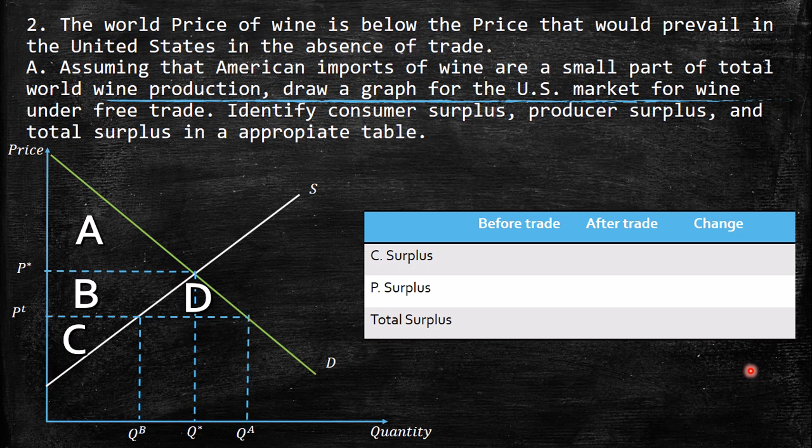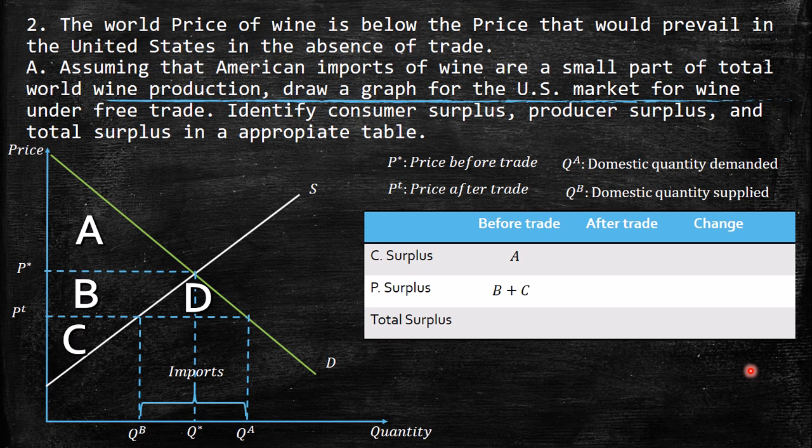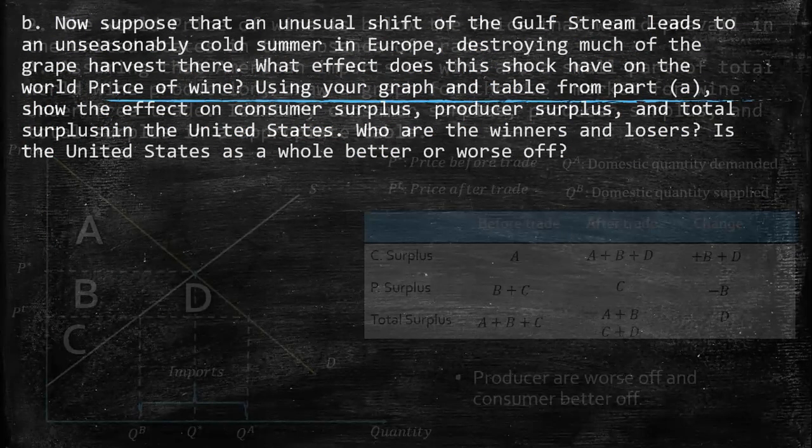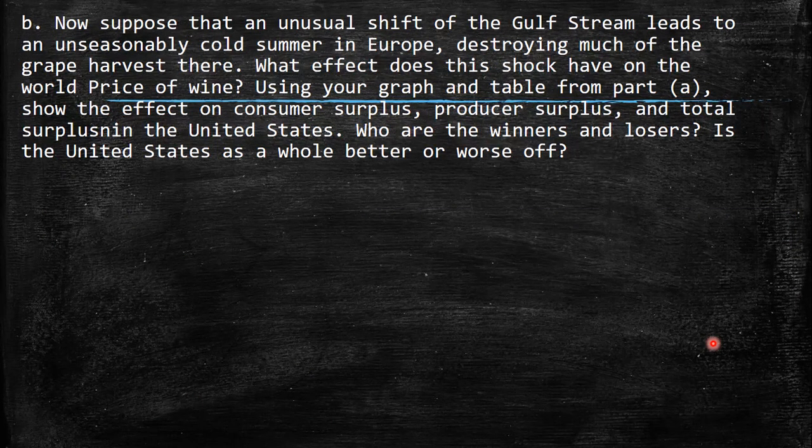The consumers are going to demand QA, and the producers are going to offer just QB instead of Q star. And the import quantity is going to be satisfied by the international market. We know this notation as we saw before, and the result is going to be exactly the same. We know this D is going to be the gain from the trade of wine. Okay, it's pretty much the same as before.